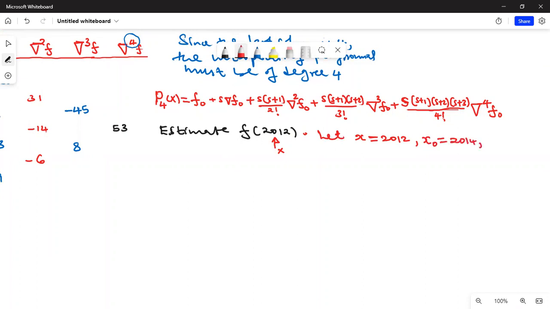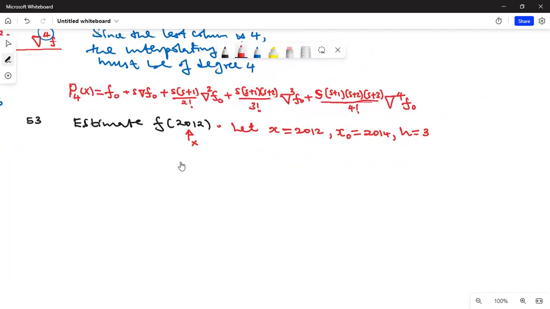What do you think is H? Look at the spacing between the X values. That will be 3. I can comment here that H is the spacing between the X values, and you see it is uniform.